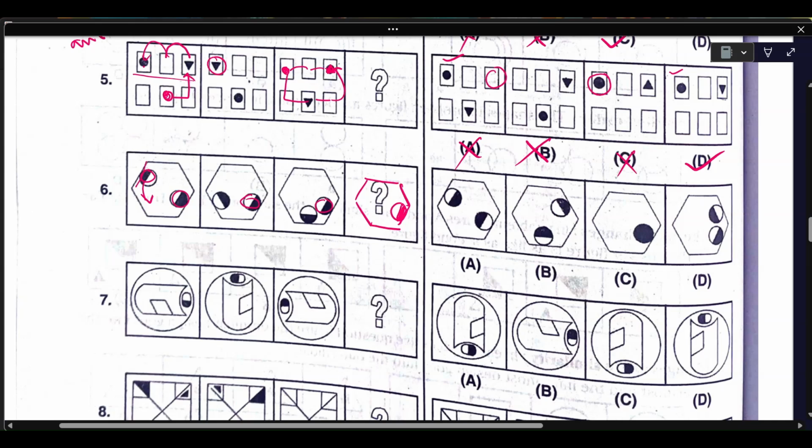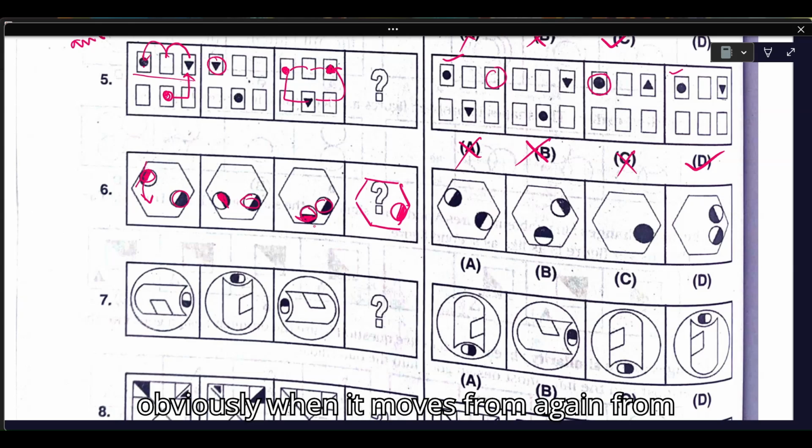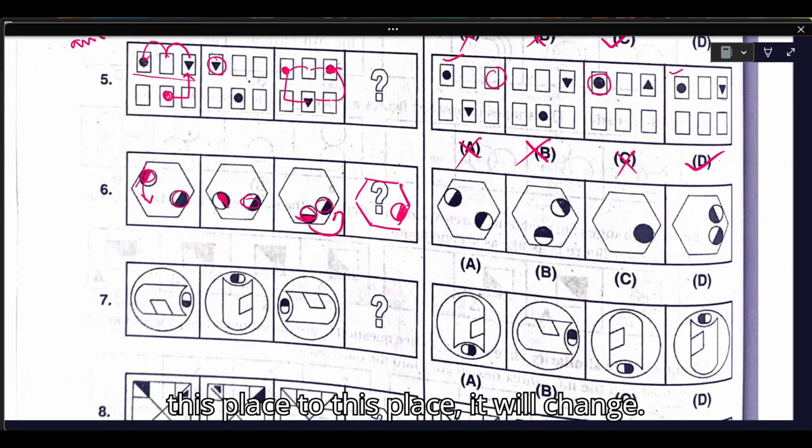Okay, and then let's look into this. So this shaded part is upper in the first figure, and in the next figure it came to this side, that is right side, and when it came to the 3rd position it again came down. So it is changing, right? It became left to right and left to right to left. So obviously when it is moving from this place to this place, it will change, right?